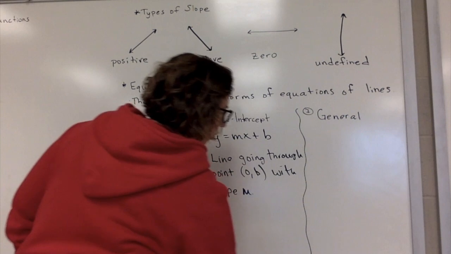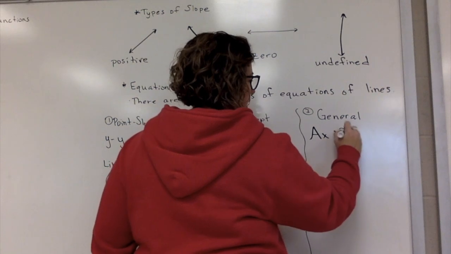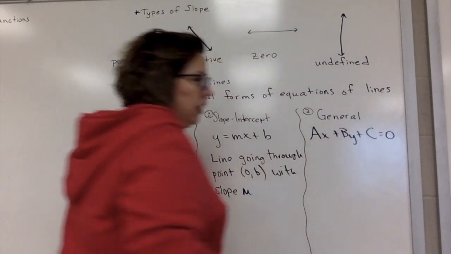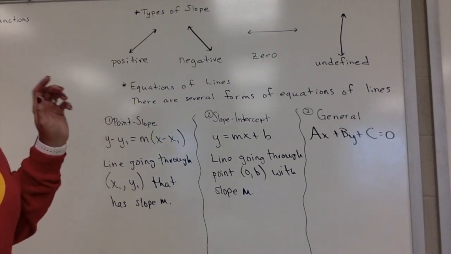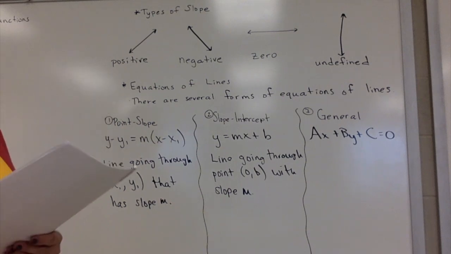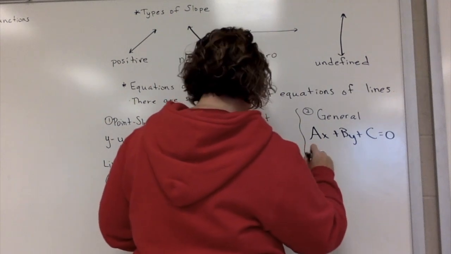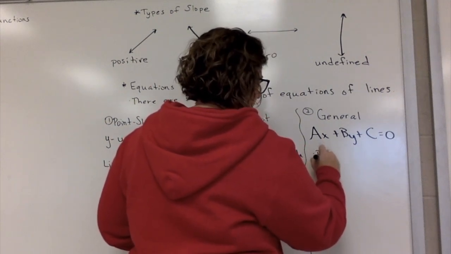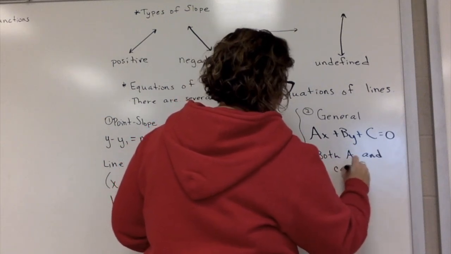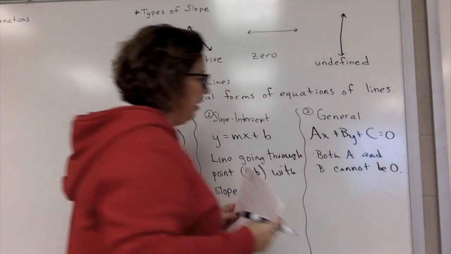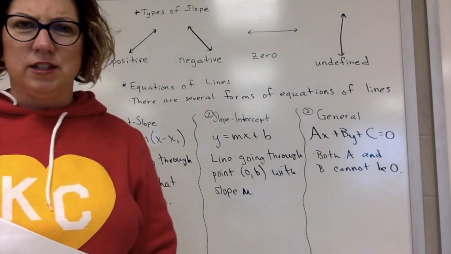And then we have another form called general form. General form looks like this: capital A x plus B y plus C equals 0. And general form we don't see quite as often. We'll talk a little bit about it here in a minute. We just don't see it as often because it's not very useful. And we do need to say on this one a couple of things. Both A and B cannot be 0. Okay, if A and B are both 0, then all we really have is C equals 0, and that doesn't make any sense for an equation of a line.